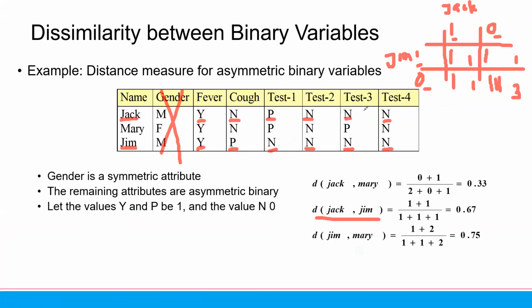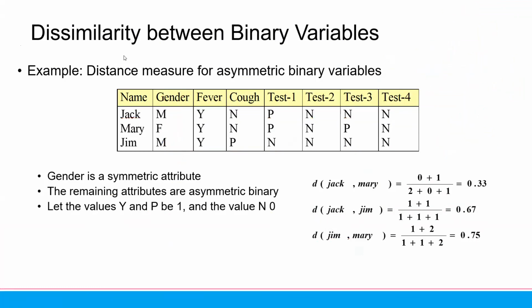And we can just put it into the formula R plus S divided by Q plus R plus S. R is 1 plus 1, okay, 1 plus 1 divided by Q. Q is 1 plus 1 plus 1. Then we will get the distance is 0.67. Okay. So can you calculate the Jim and Mary? Okay, you can try later.